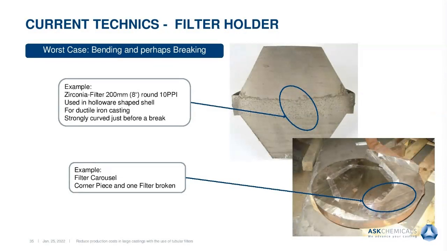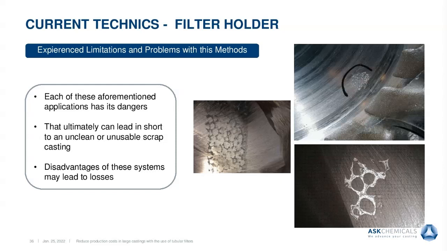You see here two pictures of what we have also experienced. The first example here is a zirconia filter in a filter holder, and that was shortly before this filter was breaking. You can always see a crack inside, and at the end we could say we had a lot of luck here that the filter was not broken. In the second picture, that's a filter carousel, in this case a corner piece, and the filter was broken. At the end, what we have to say here is really that we have a high risk of filter breakage. And that is what I mean.